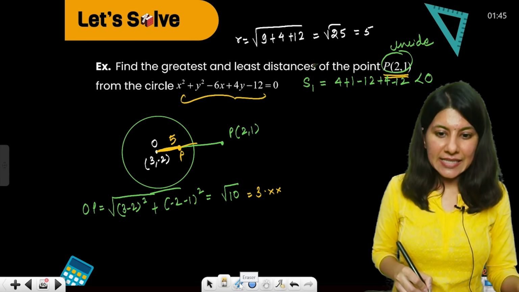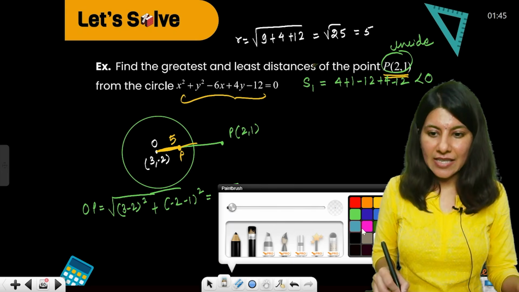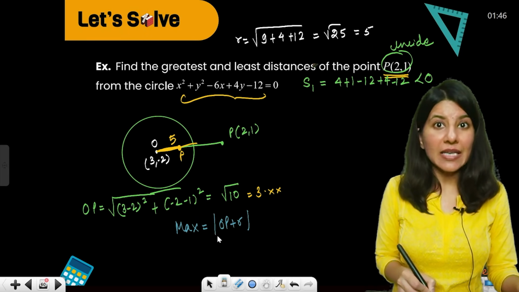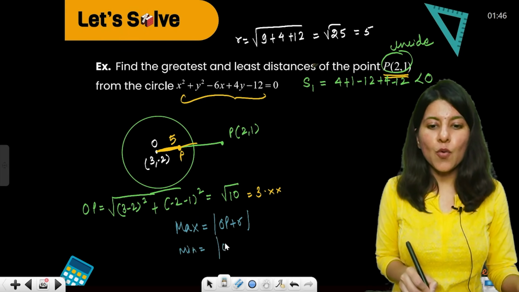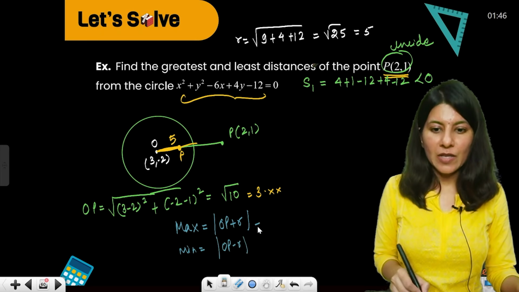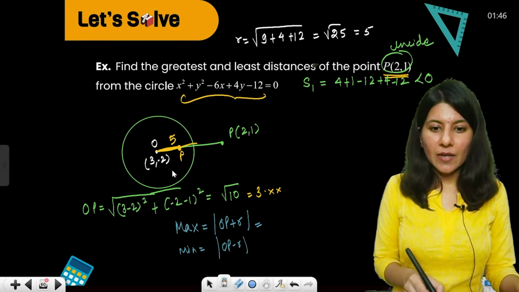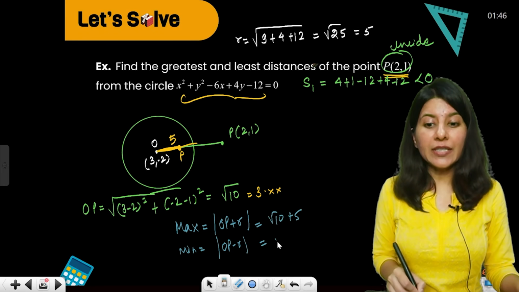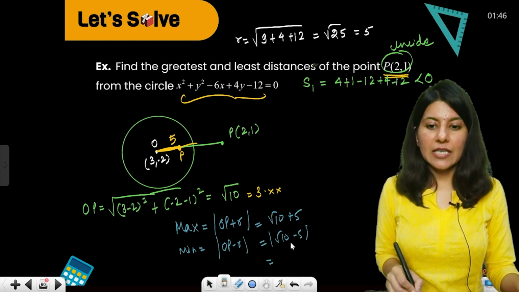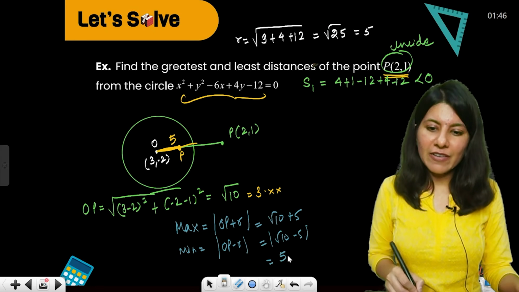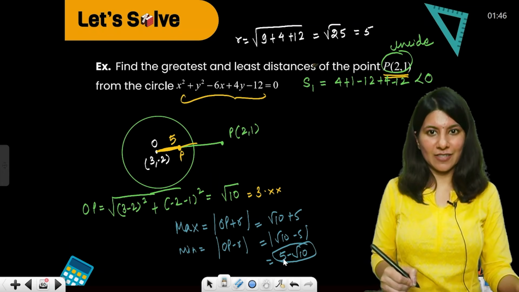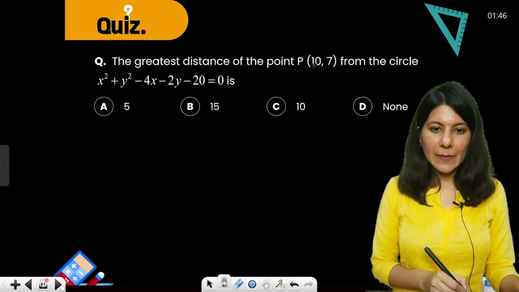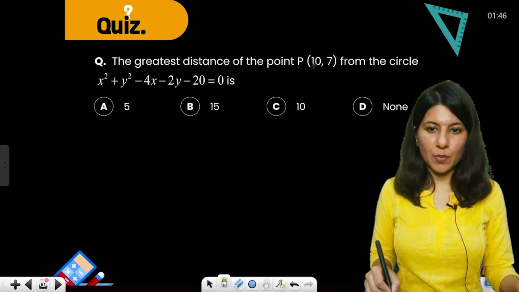So if P lies inside the circle, then the greatest and least distance I have already told you. The maximum distance will be OP plus R, and the minimum distance will be OP minus R, in modulus. So OP is root 10, plus 5, and the modulus of root 10 minus 5. Root 10 minus 5 obviously will be negative, so that's why 5 minus root 10 will be the minimum distance. This is your maximum distance. Perfect. Okay, clear. Now, let us move on to the next problem.